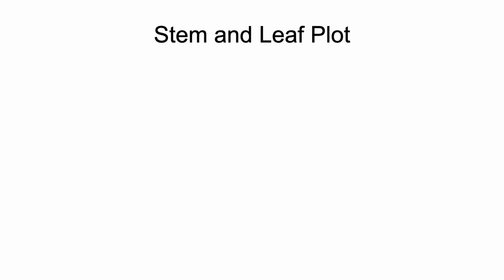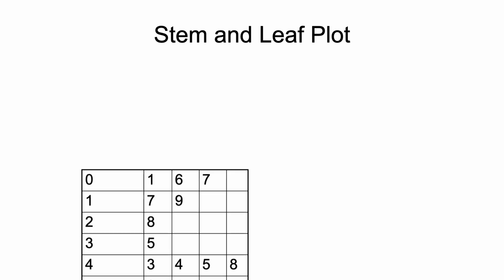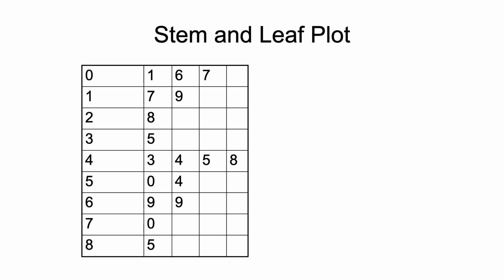Oh, here's something you can do. You have a stem and leaf plot, which is, what a stupid name. Anyway, there's a stem and leaf plot. This is an ordered stem and leaf plot. See the order. Now, how does this work?